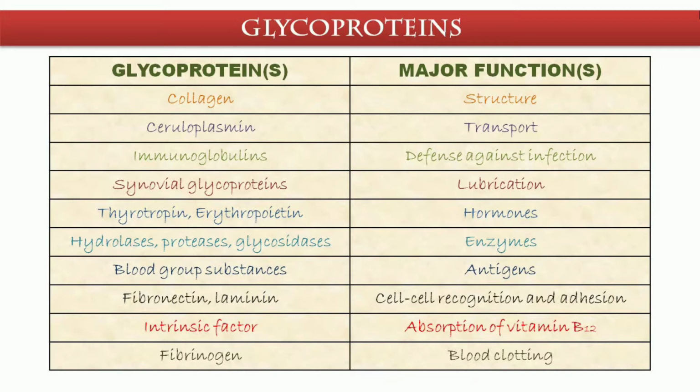thyrotropin, erythropoietin, which act as hormones, hydrolases, proteases, glycosidases, which act as enzymes, blood group substances like antigens, fibronectin, laminin have a function of cell-cell recognition and adhesion. Intrinsic factor helps in the absorption of vitamin B12, and last but not the least, fibrinogen helps in blood clotting.